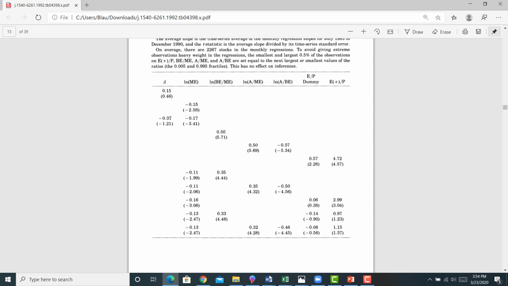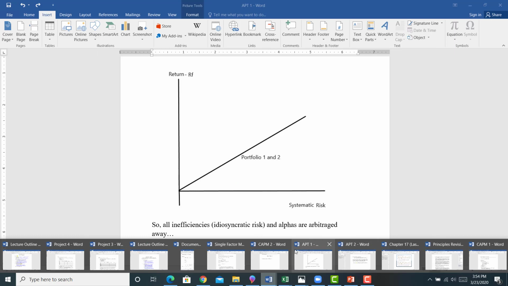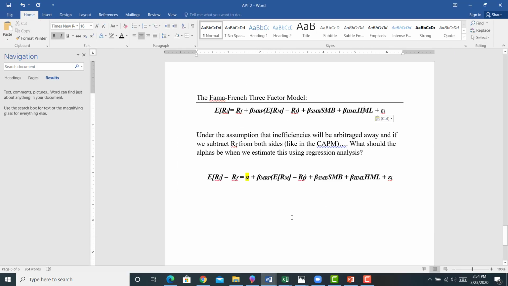Okay. So what this means, let me try to provide you with some justification for including this. This small minus big factor, which is calculated in the following way. Basically what they did is they sorted stocks into 10 portfolios based on market cap. Okay, so portfolio 1 would be small cap stocks, portfolio 10 would be large cap stocks. Then they took the returns for the small cap stocks and they subtracted the returns for the large cap stocks.